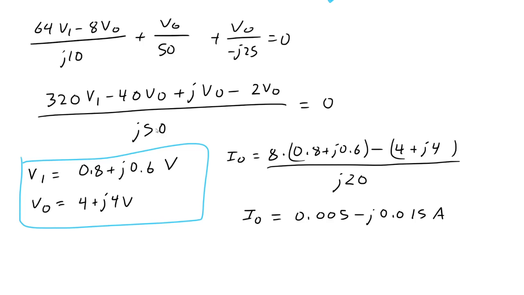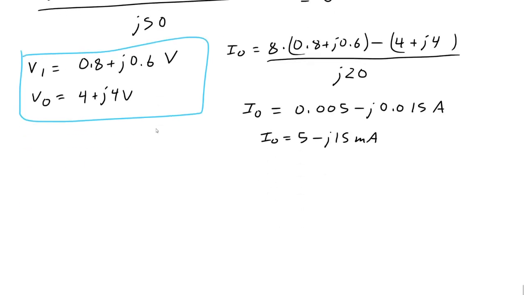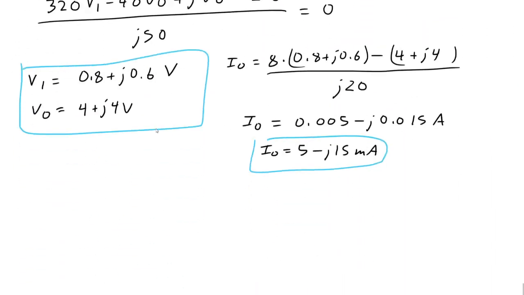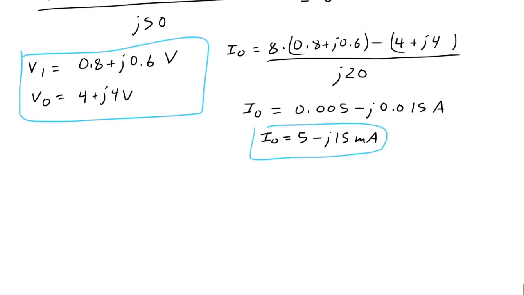Or, in other words, you can say in milliamperes, so we'll just do IO is 5 minus J15 milliamps. Now, I believe the question asks for both rectangular and polar forms. I'm going to double check. Oh, well, it doesn't. Anyway, we'll just convert it real quickly.